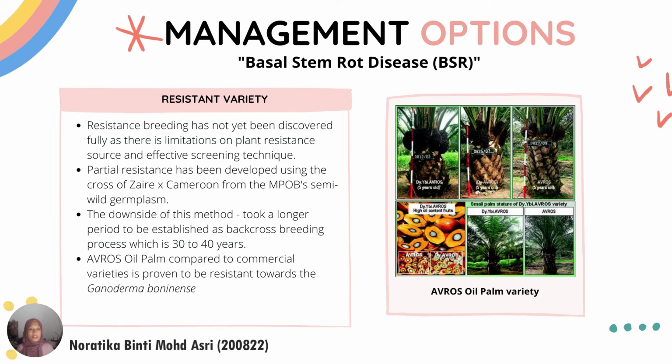So resistant breeding has not yet been fully discovered because there are limitations, for example, plant resistance sources and effective screening techniques for now. So partial resistance has been developed using the cross of Zaire and Cameroon from the MPOB's semi-wild germplasm. The downside of this method is that it took a longer period to be established, as the backcross breeding process took about 30 to 40 years. Variety Averroes oil palm, compared to commercial varieties, is proven to be resistant toward Ganoderma boninense.